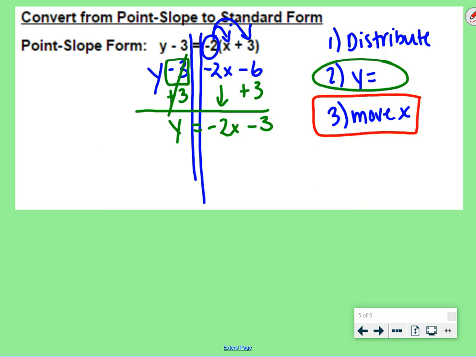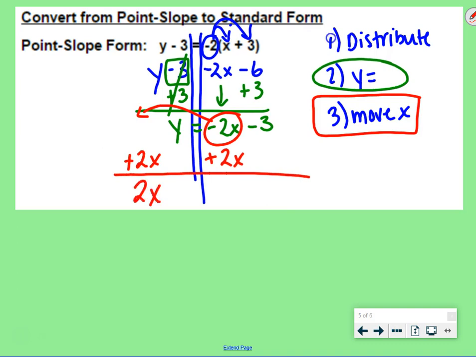Last piece, move the x to the other side. Take that negative 2x, bring it to the other side. Undo a negative 2x with a positive 2x. And we get 2x. It's a positive y, so we'll put plus y equals negative 3. And that right there is our final answer. We moved from point slope form to standard form.